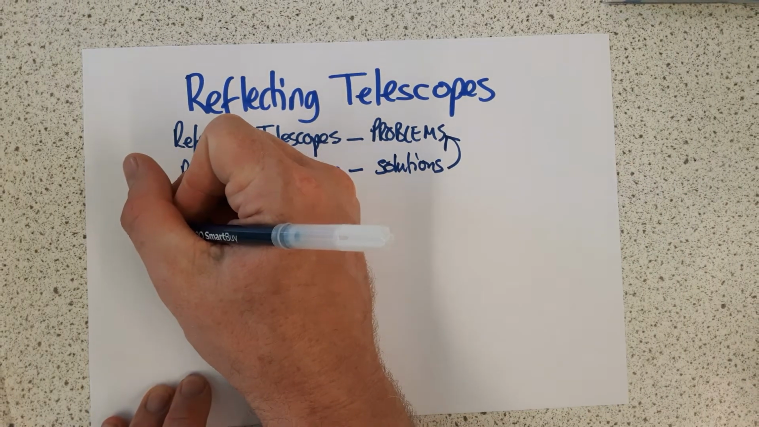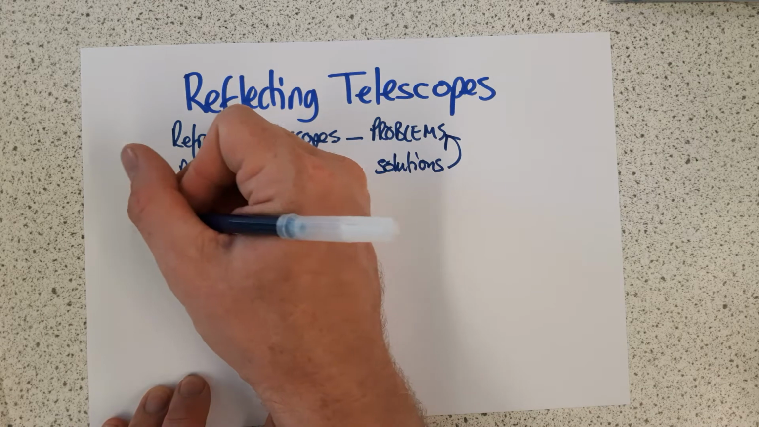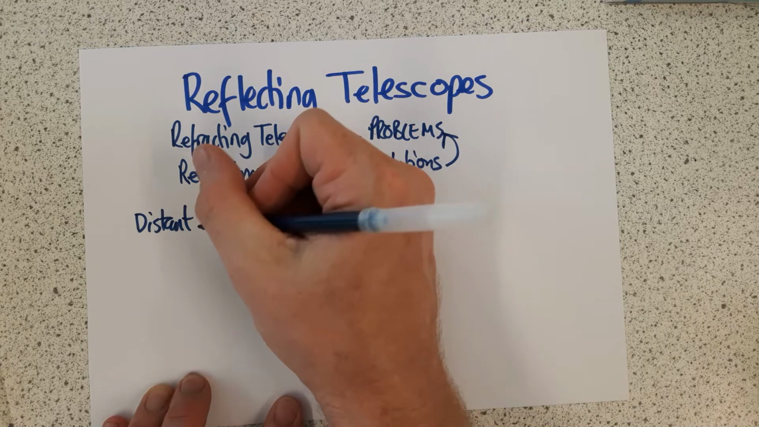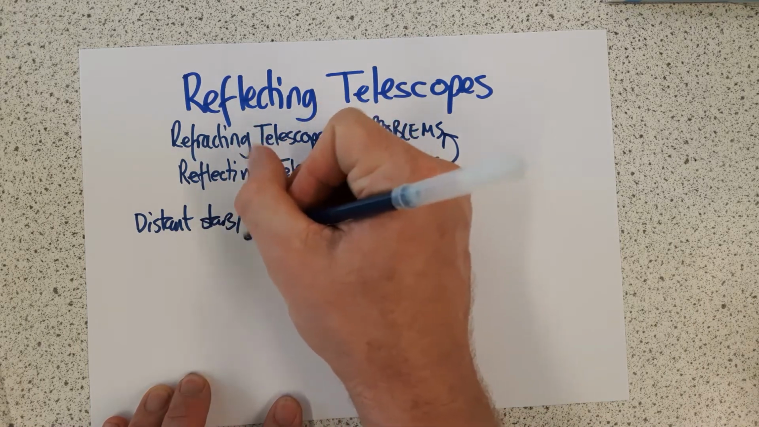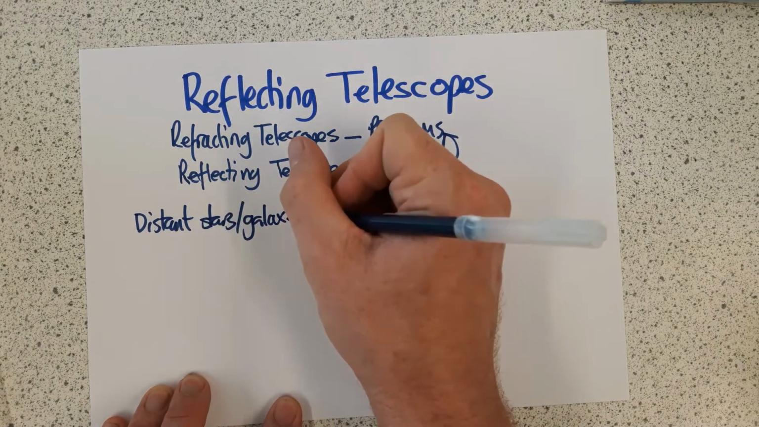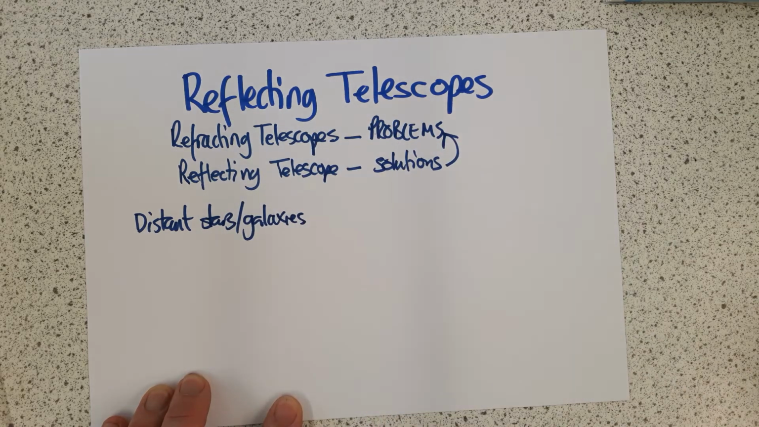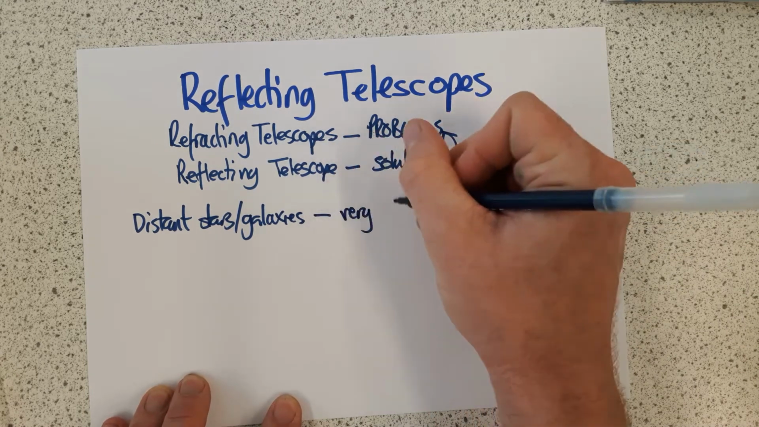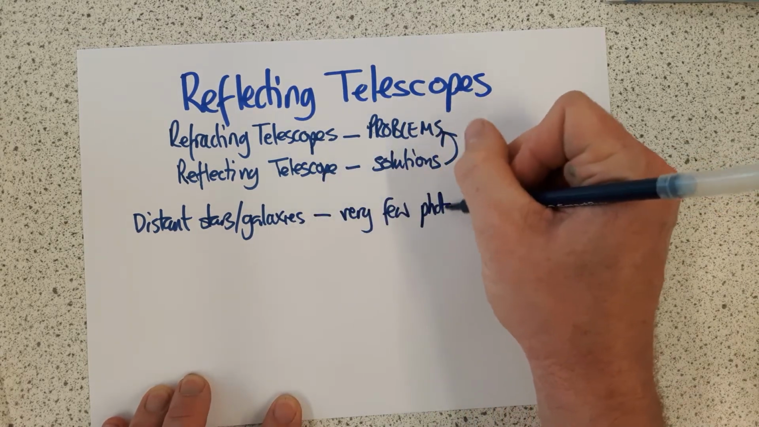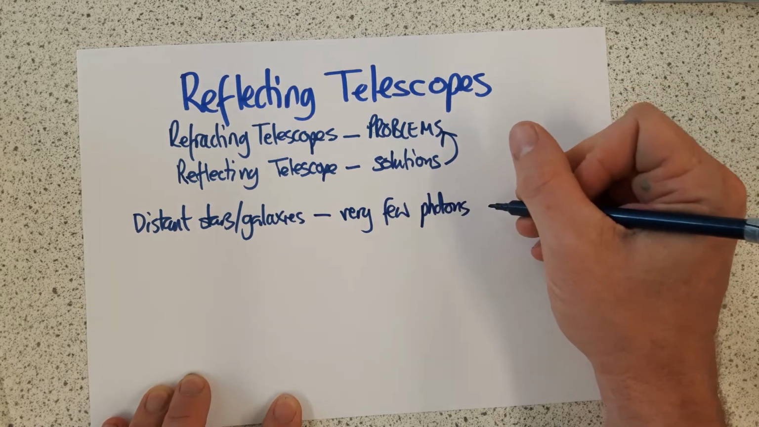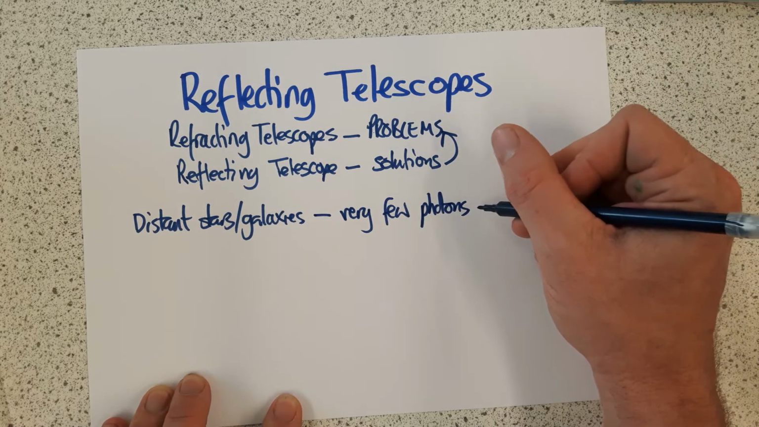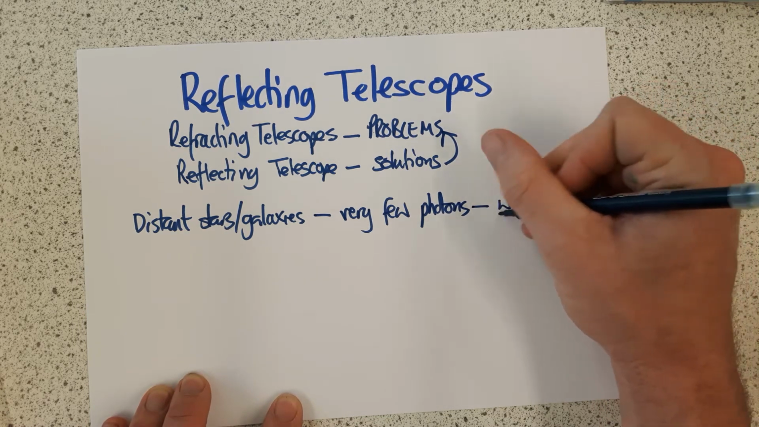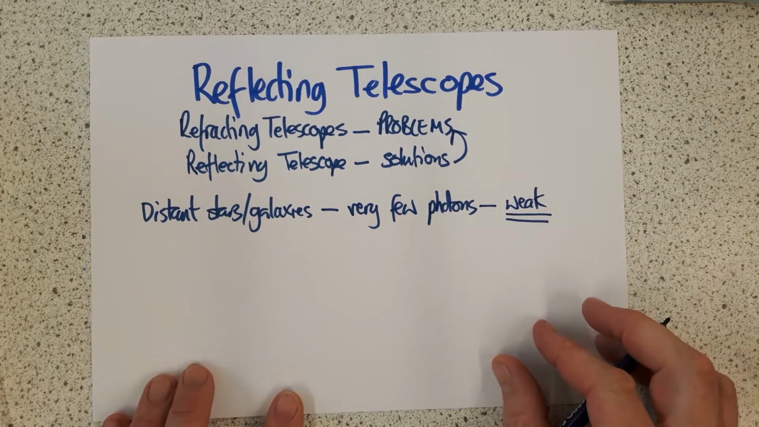So, firstly, when I am looking at a distant star whose light rays have spread out over a wide area, the waves that are arriving are going to be very, very weak. So very few photons are arriving at your eye from all those millions of light years, and therefore it's going to be what we call a weak object, or a weak star or galaxy.